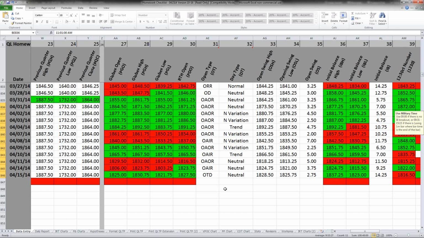So let's look at our clues. We opened up in range, just barely in range, but we did open up in range, so that points towards a rotational day. We had a neutral day prior. Neutral day usually begets neutral day. I wouldn't say the same thing when you have 3 of them in a row.